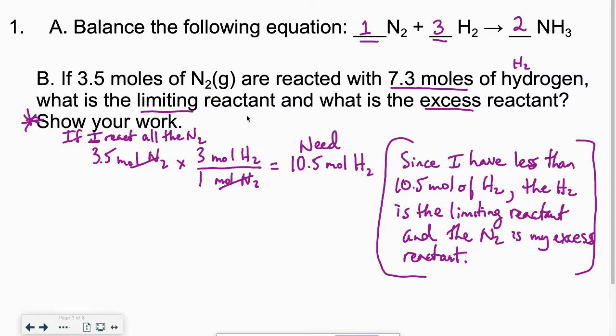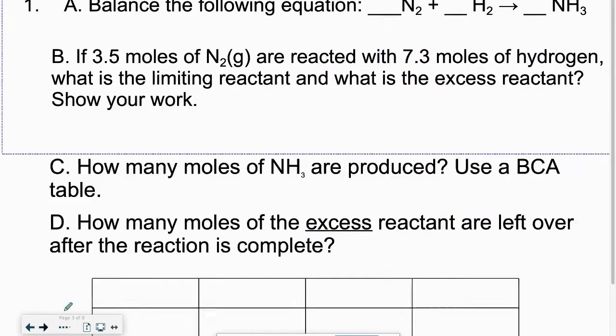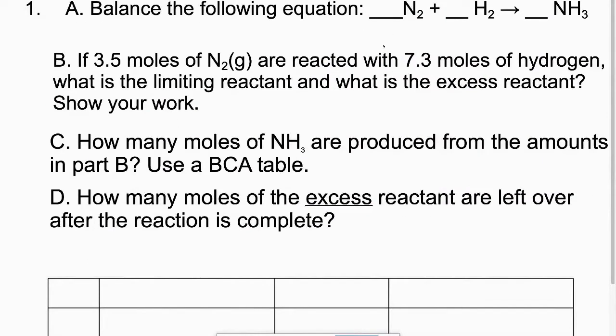All right, so again, let me just emphasize that these numbers right here, this ratio, is coming from the balanced reaction. That one goes over here. Very curvy arrow. All right, so that was part B. So let me just put the numbers that we found from the previous part here. And our limiting reactant is the hydrogen. The excess reactant is the nitrogen.